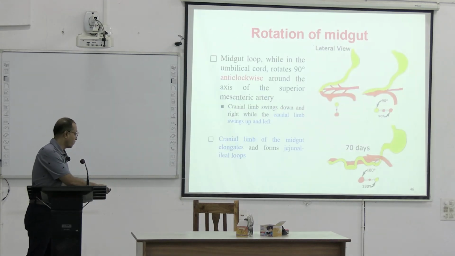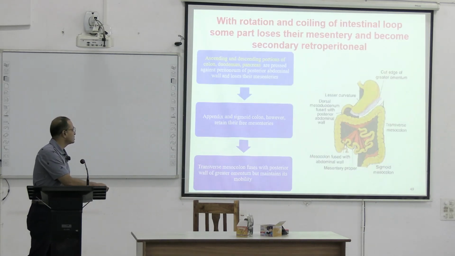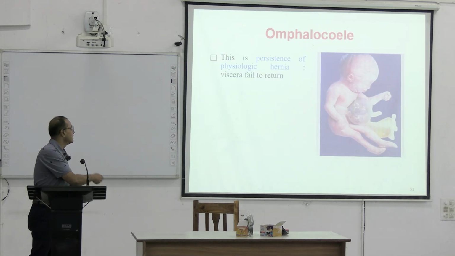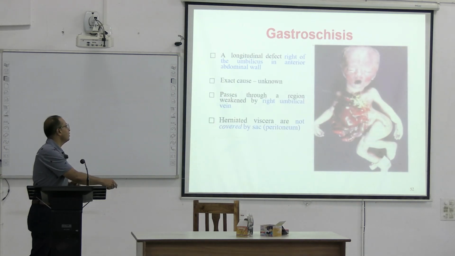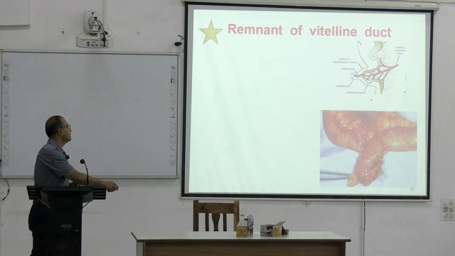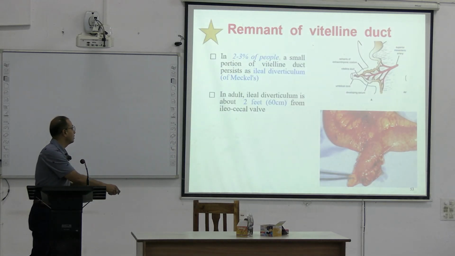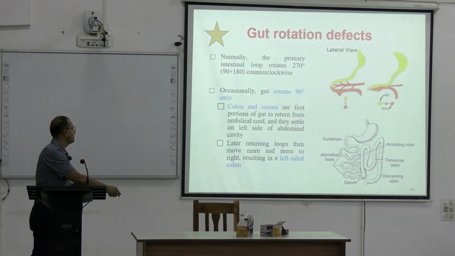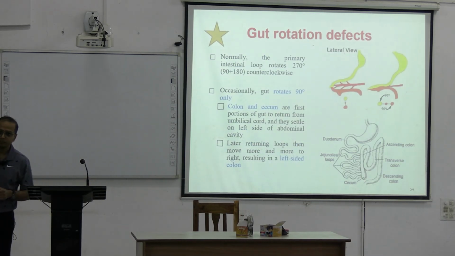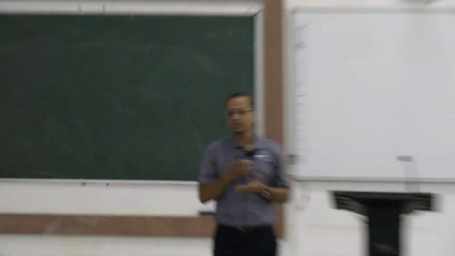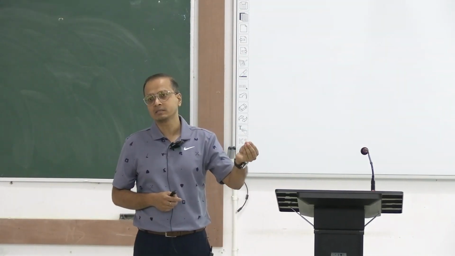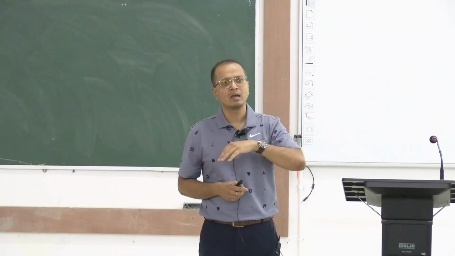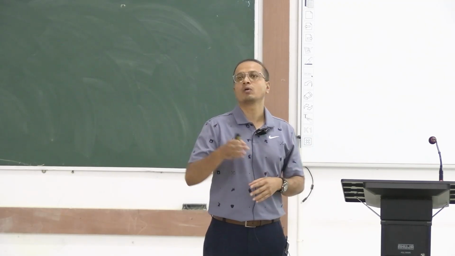Now from there we are going to talk about another problem related to physiological herniation, which is the rotation error. We learned that physiological herniation happens with some degree of rotation, 90 degrees anti-clockwise, and a gut rotation error may happen. Instead of the 90 degree anti-clockwise rotation during herniation, and the 180 degree rotation in the reverse direction, again anti-clockwise, that is not happening properly.